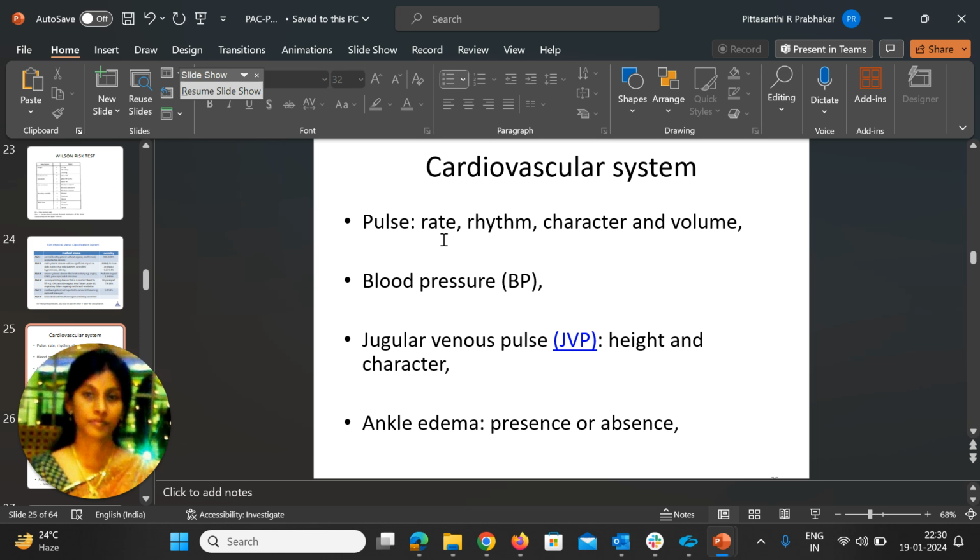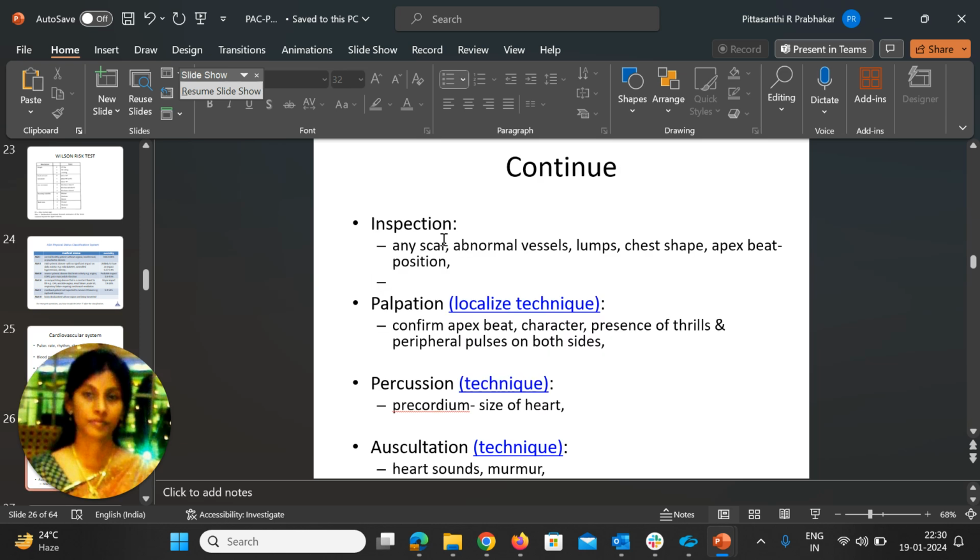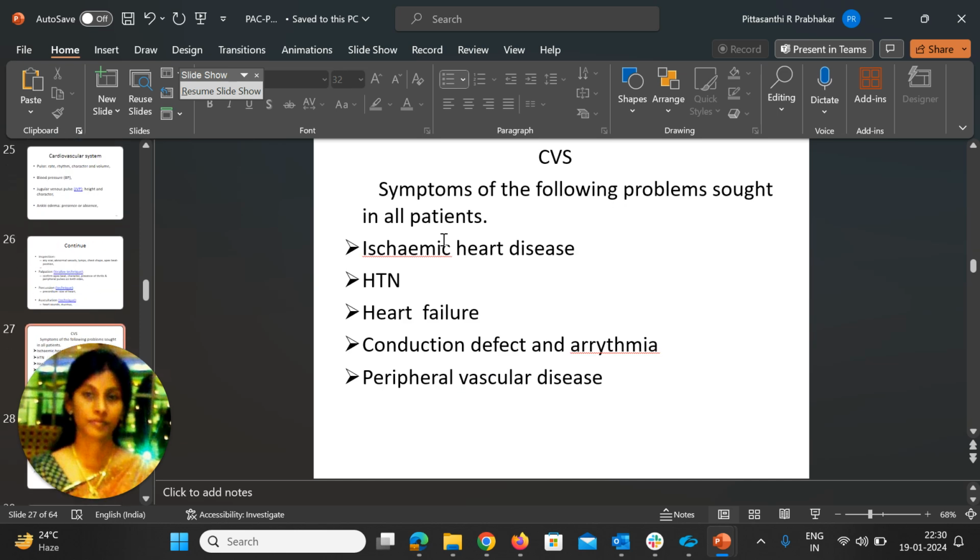Coming to the cardiovascular examination, pulse rate, rhythm, character and volume are assessed, blood pressure, jugular venous pressure, height and character, ankle edema, presence or absence. Inspection: look for any scar, abnormal vessels, lump, chest shape, apex beat position. Palpation: localization technique, confirm apex beat, character, presence of thrills and peripheral pulses on both the sides. Percussion technique: precordium, size of the heart. Auscultation technique: heart sounds and murmur.